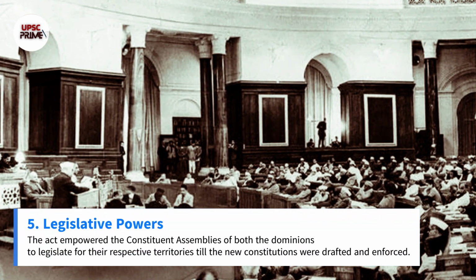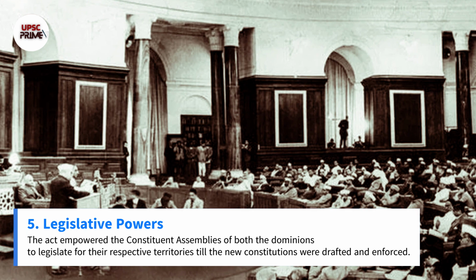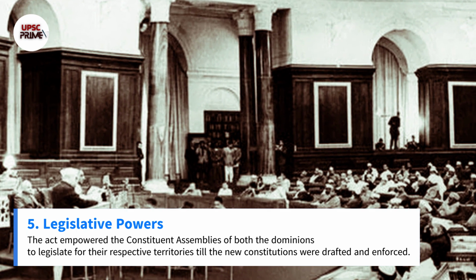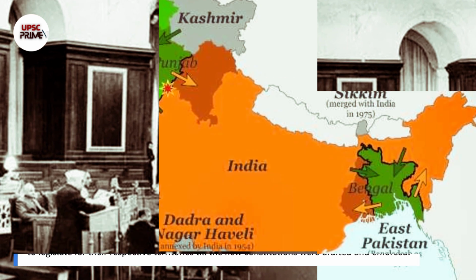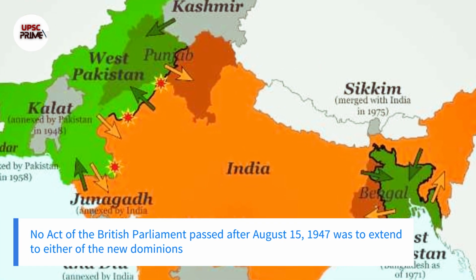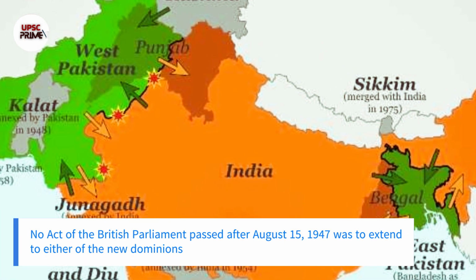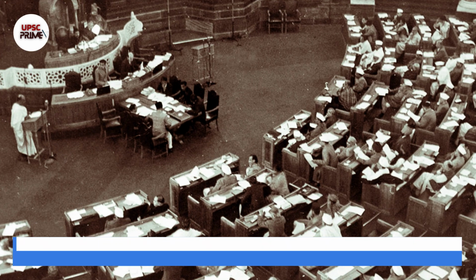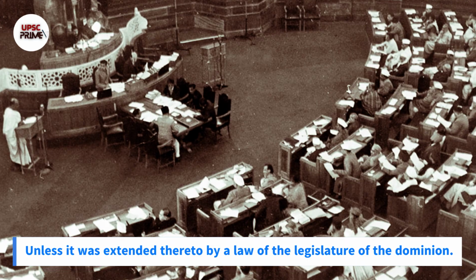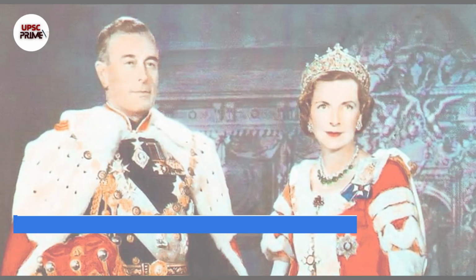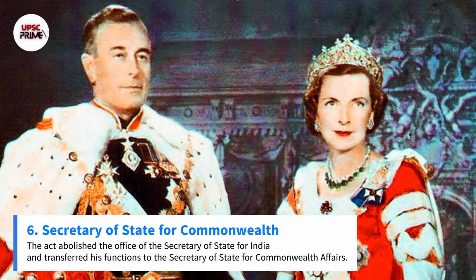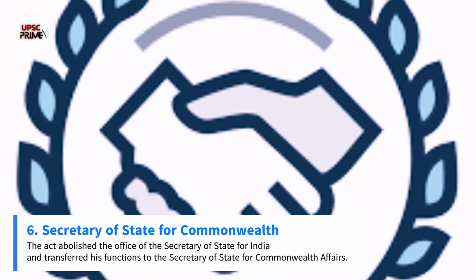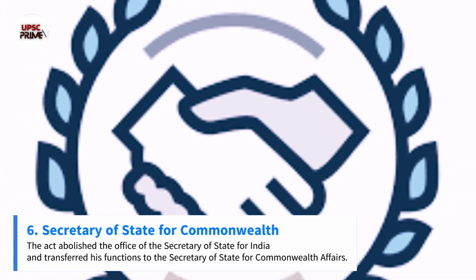5. The Act empowered the constituent assemblies of both the dominions to legislate for their respective territories, till the new constitutions were drafted and enforced. No act of the British Parliament passed after August 15, 1947 was to extend to either of the new dominions, unless it was extended thereto by a law of the legislature of the Dominion. 6. The Act abolished the office of the Secretary of State for India, and transferred his functions to the Secretary of State for Commonwealth Affairs.